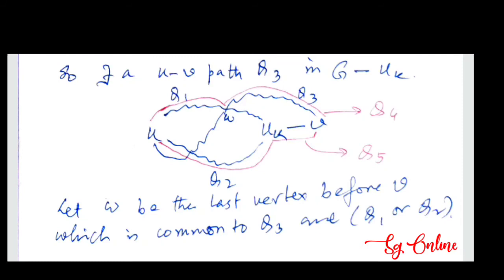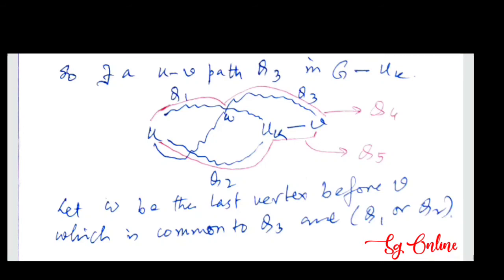And suppose in this diagram we consider that W is in Q1, and then we construct two internally disjoint paths between U and V, Q4 and Q5, in such a way that Q4 is constructed from U to W along Q1 and then W to V along Q3, and Q5 is constructed from U to UK along Q2 and then using the UK to V edge.